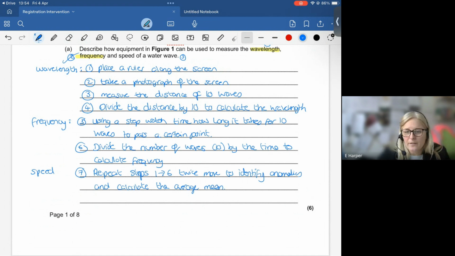And the average mean will be calculated just as it would in a maths lesson. Add the numbers up, divide by how many numbers you have. So to get that speed now, we now simply need to multiply the average wavelength by the average frequency.